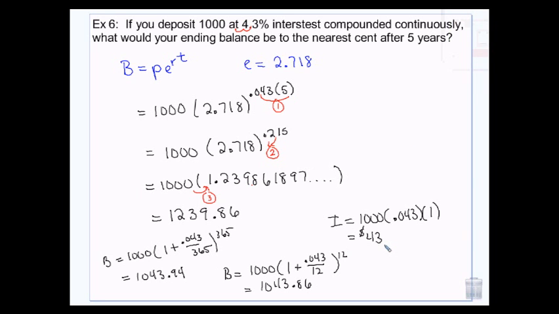Simple interest gets us $43 in a year, so our balance would be $1,043. Compounding monthly, so once a month, gets us $1,043.86. We get that extra 86 cents. Compounding daily gets us an extra 94 cents. Compounding continuously gets us an extra $2.